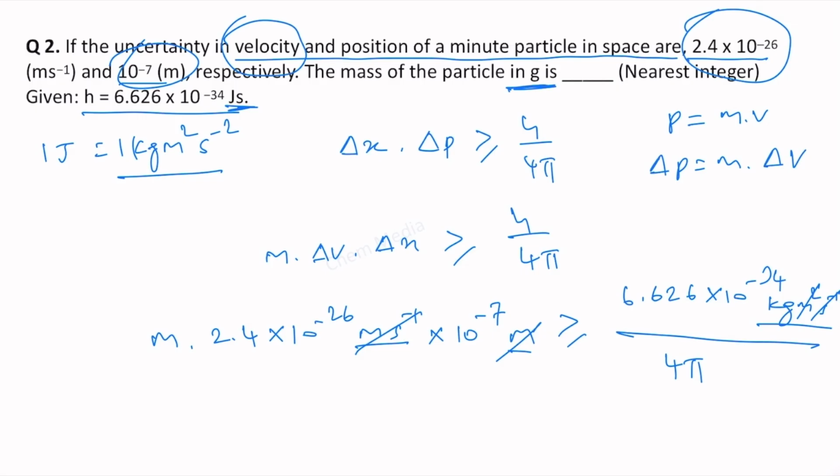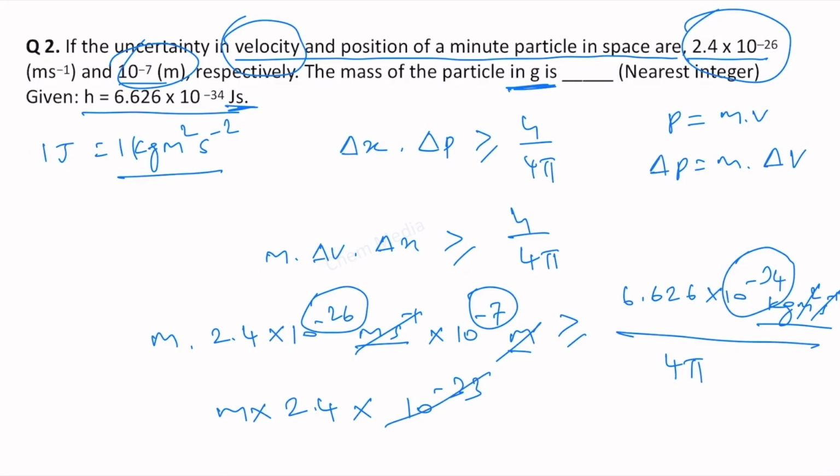But finally, we need to convert it in gram. And we have 10 to the power minus 26 here, 10 to the power minus 7 here. So, that together will become 10 to the power minus 33. We have 2.4. So, on this side we have 10 to the power minus 34. So, if we cancel that, then this will become 10 to the power minus 1. So, therefore, we can write that mass is greater than or equal to 6.626 times 10 to the power minus 1 kg divided by 4 times 2.4.